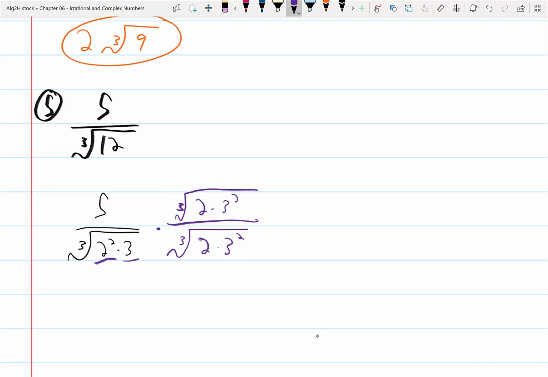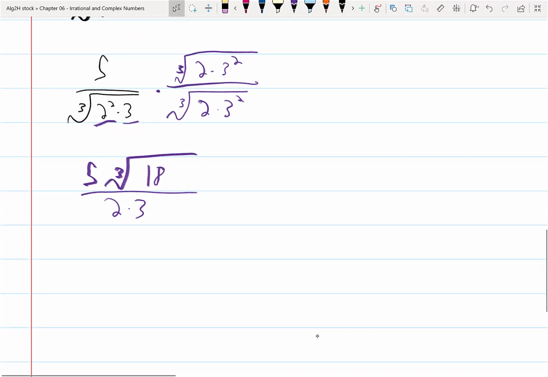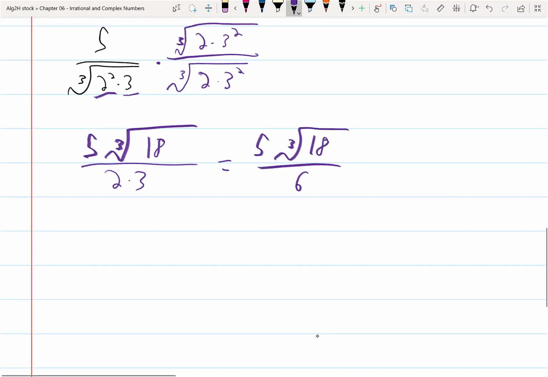Numerator, multiply by exactly the same thing. Clean this up. 5 times the cubed root of 2 times 3 squared is 18. And the denominator, a 2 comes out and a 3 comes out. So my simplified form is 5 cubed root of 18 all over 6. And that has a radical in the numerator. Let's show another example of something very similar.